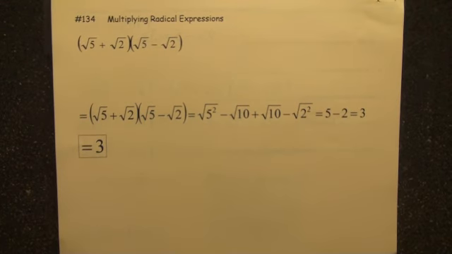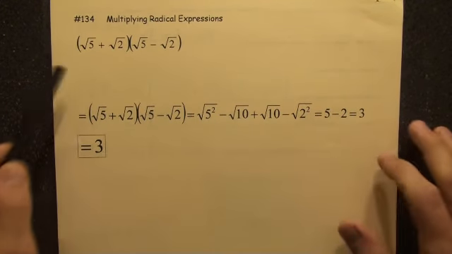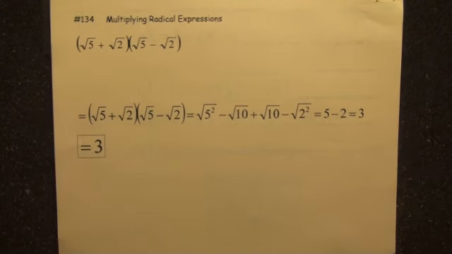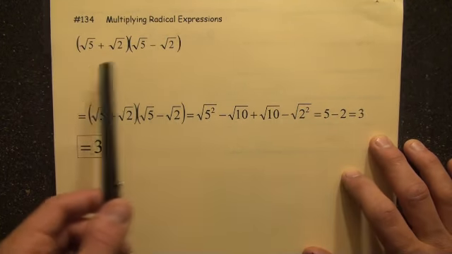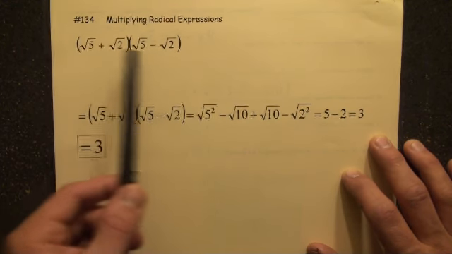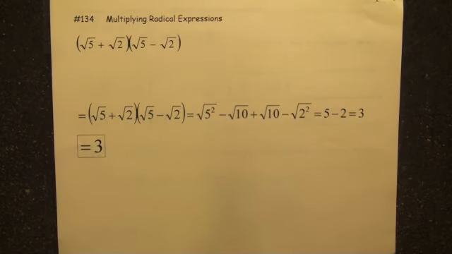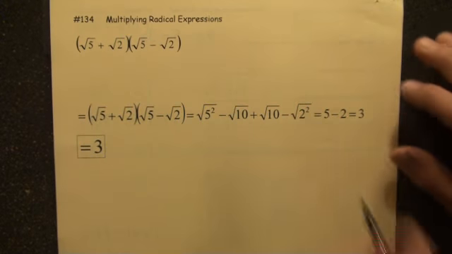Number 134, multiplying radical expressions. What that basically means is, when we mean by radical expressions, there's going to be square roots or cube roots in that. So, what we're going to do here is take a look at how this all shakes out. We all know how to multiply two binomials. We're going to use the algebraic strategy of doing this.